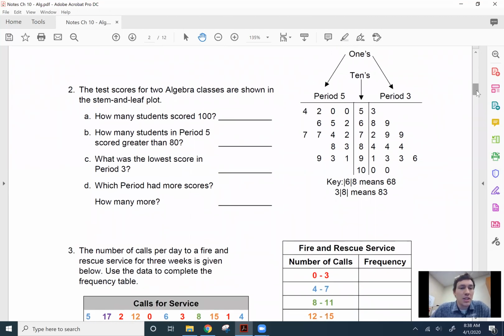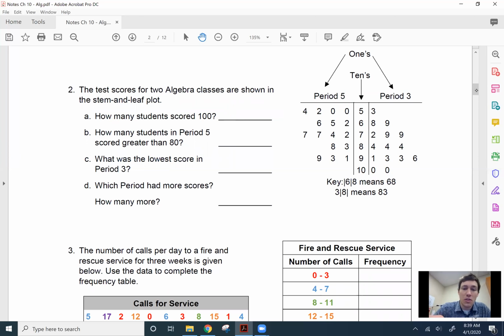So next one says the test scores for 2 algebra classes are shown in the stem and leaf plot. How many students scored 100? So here's the 10s. 5, 6, 7, 8, 9. There would be the hundreds at the bottom. And there's 2 students that did that.